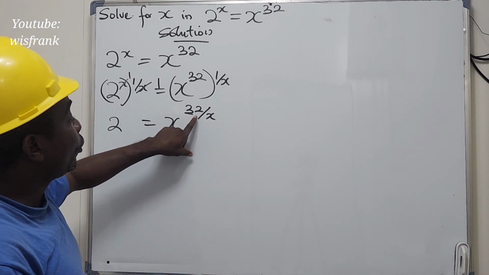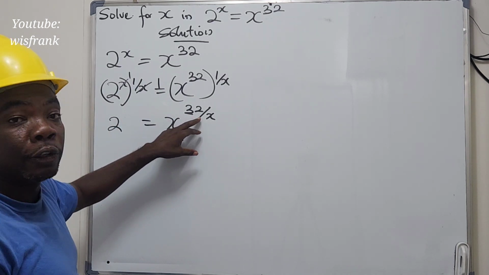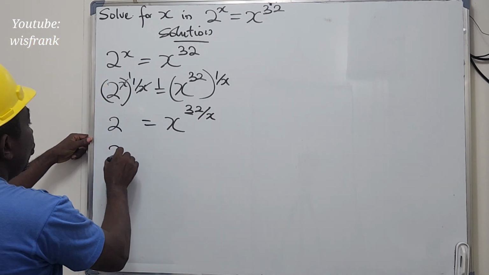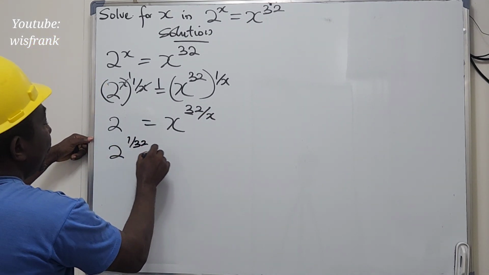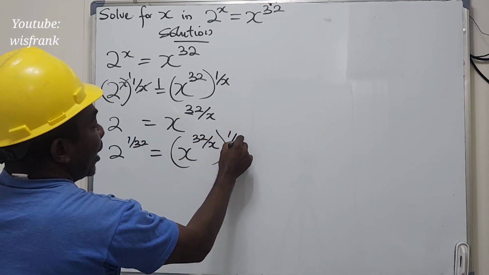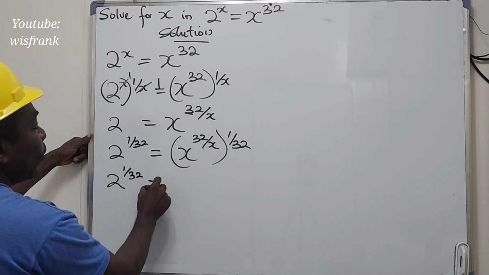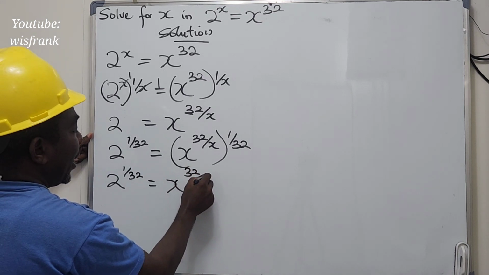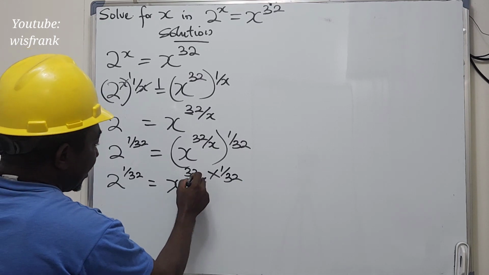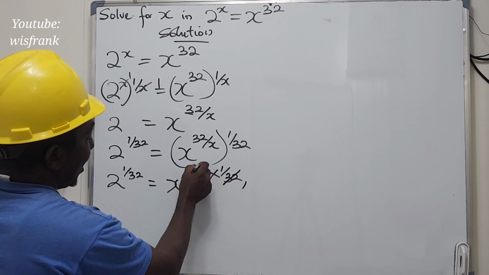So here, we need to move this 32 to the other side. What are we going to do? What we are going to do is multiply both sides by the power of 1 over 32. So this will become 2 to the power of 1 over 32 equals x to the power of 32 over x, all to the power of 1 over 32. So this is the same thing as having 2 to the power of 1 over 32 equals x to the power of 32 over x times 1 over 32. So in this case, you can rewrite this as 32 over x times 1 over 32. So in this case, 32 will cancel here and 32 will cancel here.